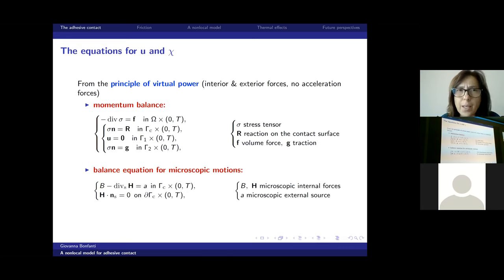The first one is the classical momentum balance equation for the macroscopic displacement U. If you neglect any acceleration forces, the equation is classical: minus divergence of sigma, the stress tensor, equal to some body force F, supplemented by suitable boundary conditions. And the new part of the model is the second equation, which is in fact a balance equation for microscopic movements. It is an equation defined on gamma C, and this has such an expression.